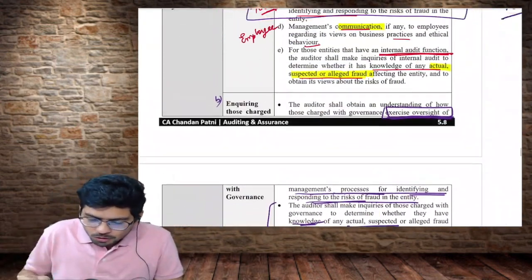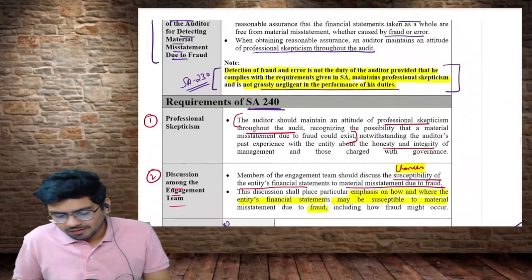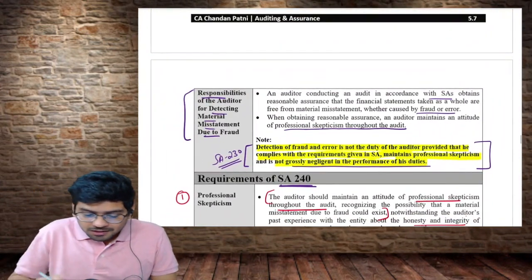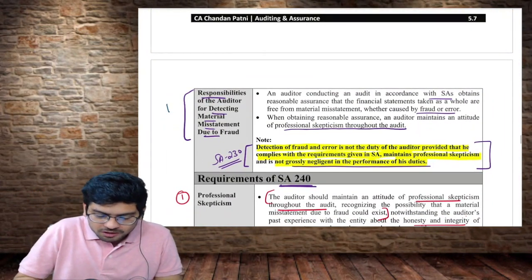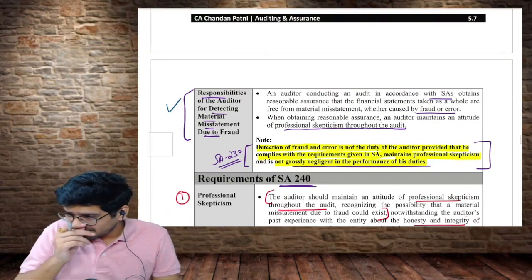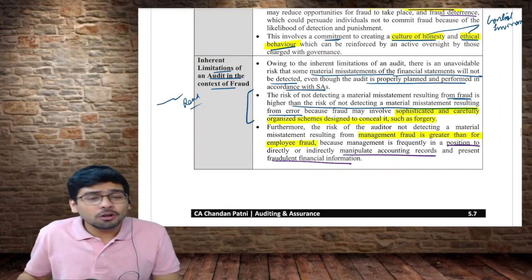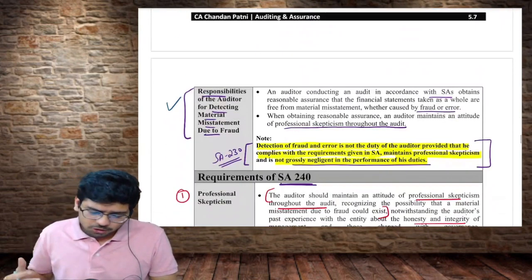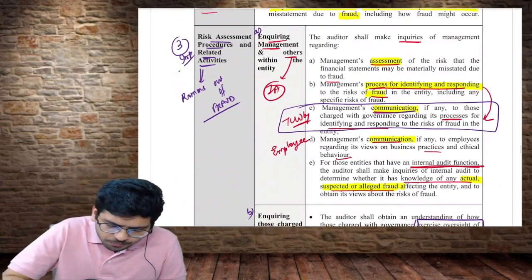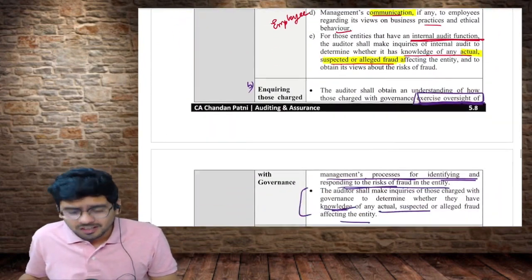The only point which I want all of you to understand is that at the inter level, they are more concerned with the basics: whose responsibility is it to maintain, to detect and prevent fraud? Why will the auditor not be able to detect all the frauds, and all these things they will ask you. And if they ask you a question, please mark this as important. I feel this is really, really important.